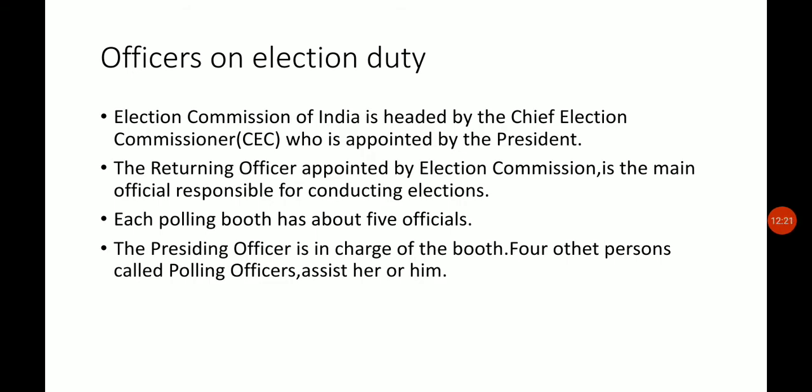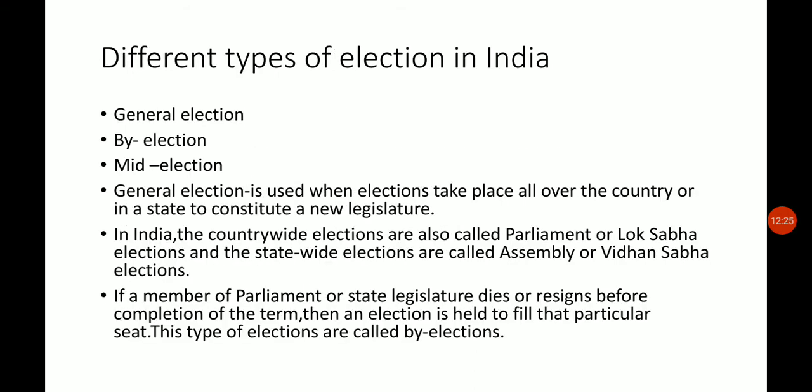Okay, so these are the officers who are on election duty. Moving to the different types of elections in India, there are 3 types of elections which are held in India: the general election, the by-election, and the mid-term election.